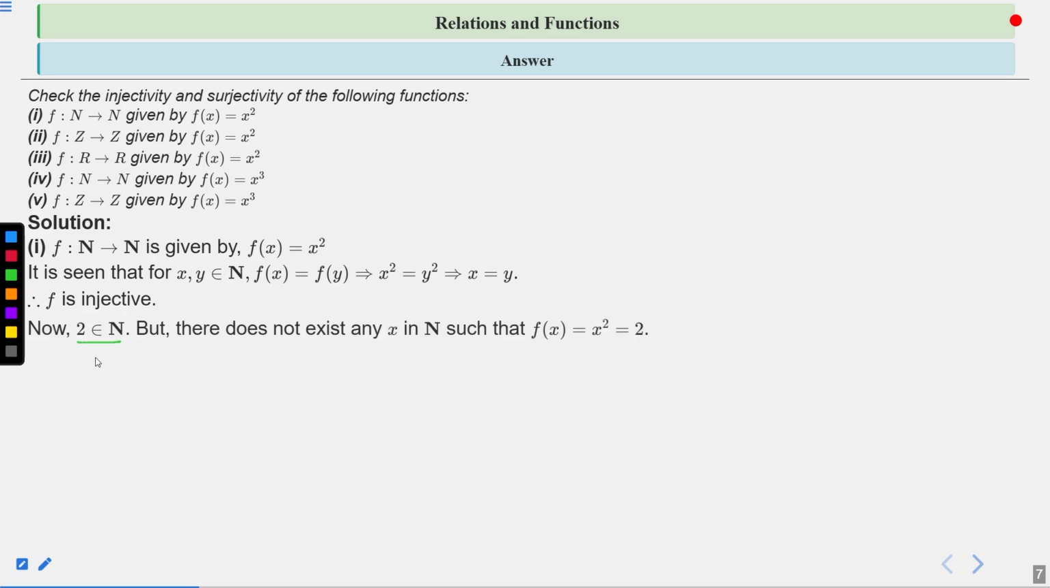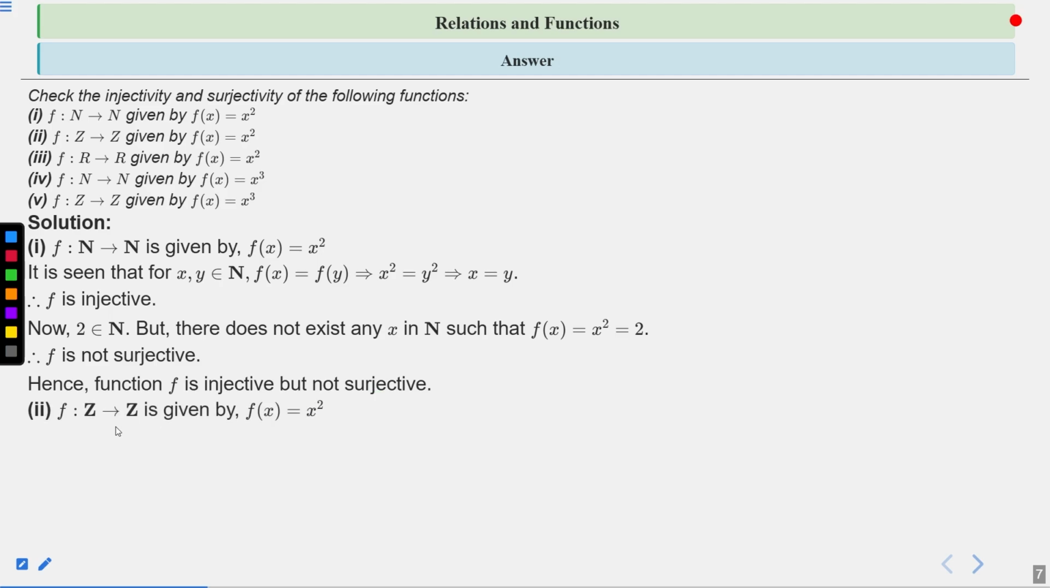Now observe 2 belongs to the codomain set, but there does not exist any x in the domain such that f(x) is equal to 2, meaning we do not have any x such that x square is equal to 2. Why? Because if you solve this you will get plus minus root 2, and root 2 doesn't belong to the set of naturals. Therefore not surjective. Hence function is injective but not surjective.